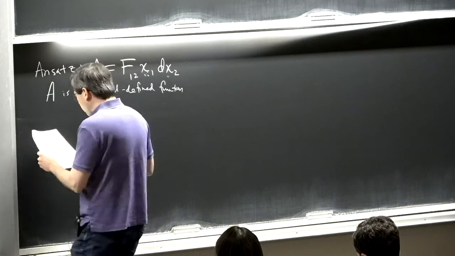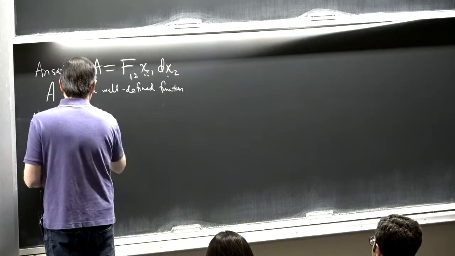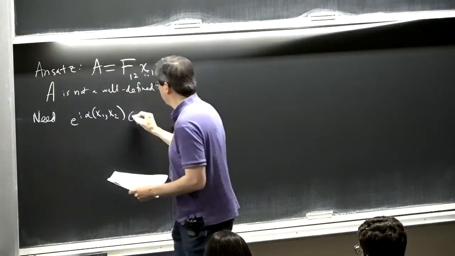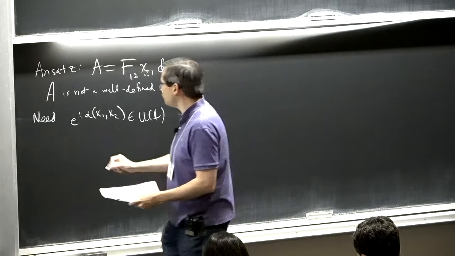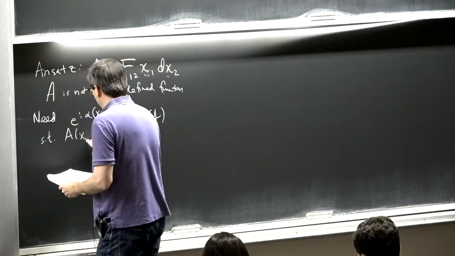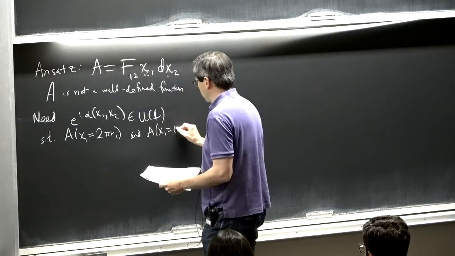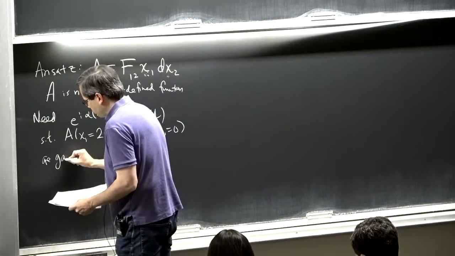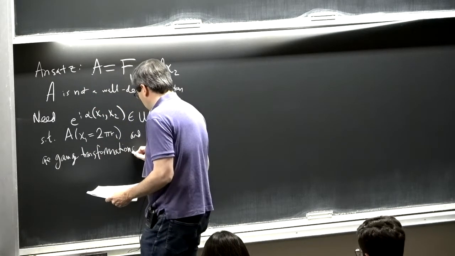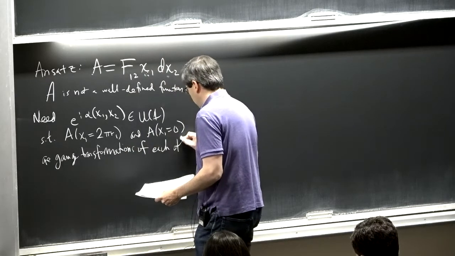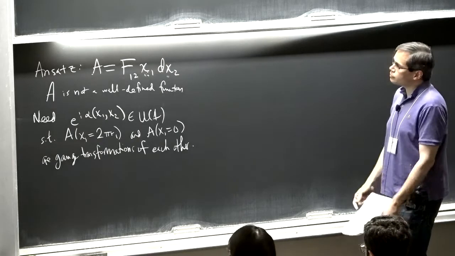Okay. So here's what we need. We need to be able to find a group element in U(1) everywhere on the torus as a function of x1 and x2, such that if I evaluate A when x1 is 2 pi r1, or if I evaluate A when x1 is 0, they're gauge transformations of each other. So that's what we're looking for.